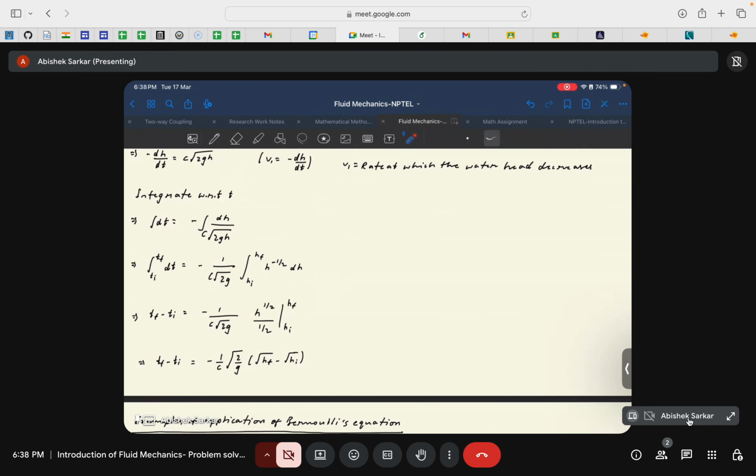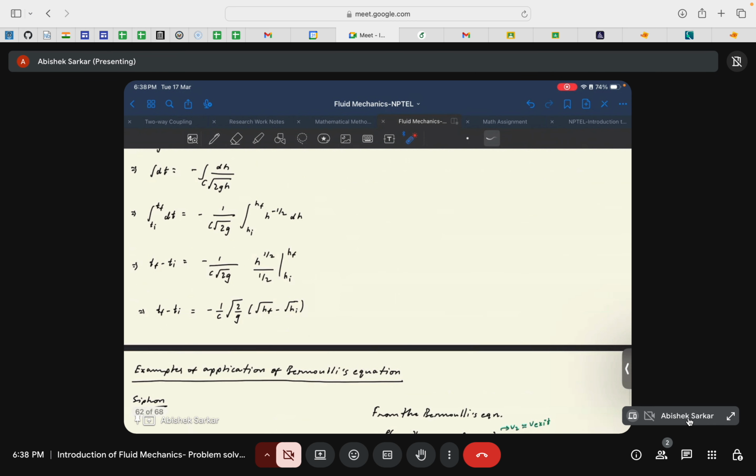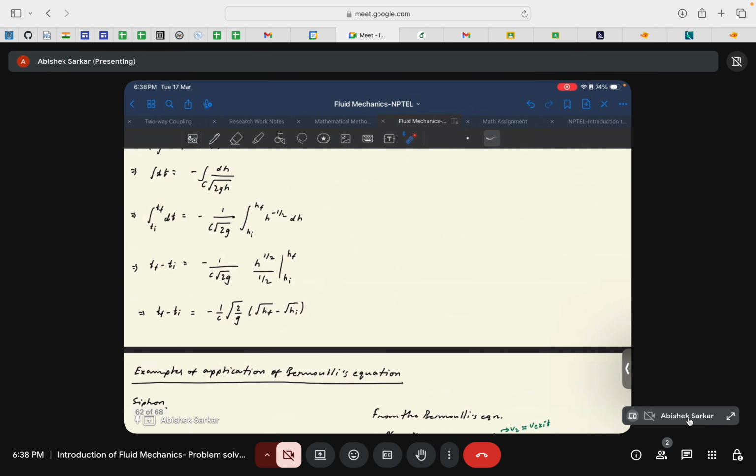This gives the time required. If hf is equal to 0, like if the tank has been emptied, then you can take ti equal to 0 and hf equal to 0, and you will get the final form of your equation, the time required to empty the tank.